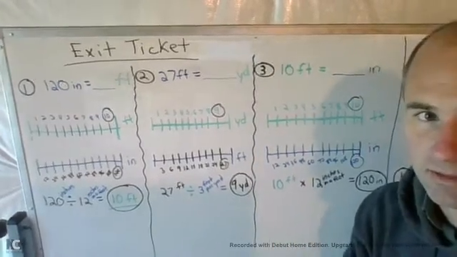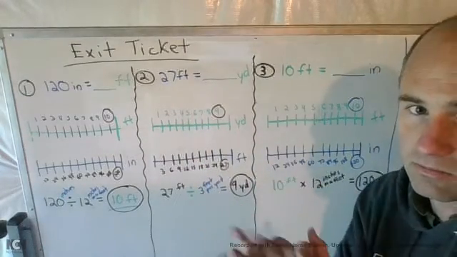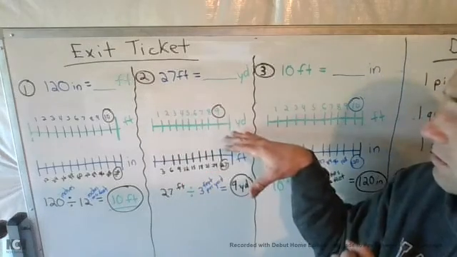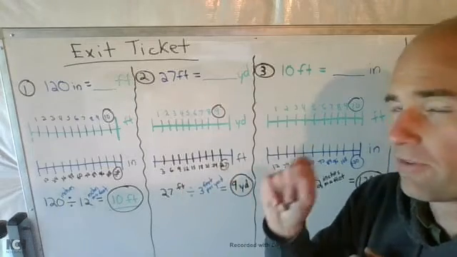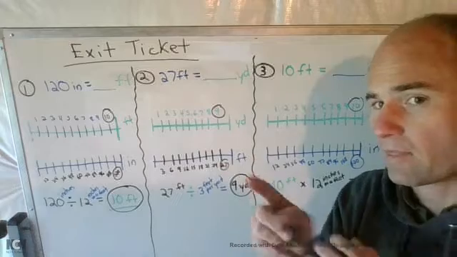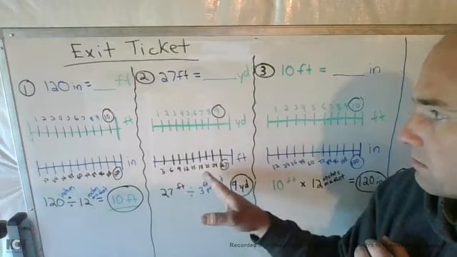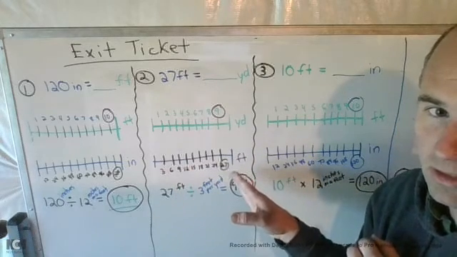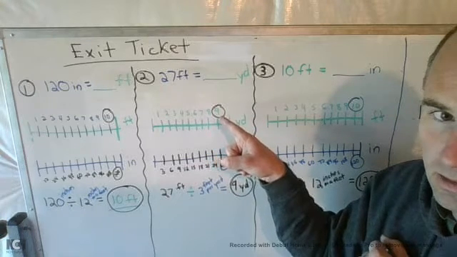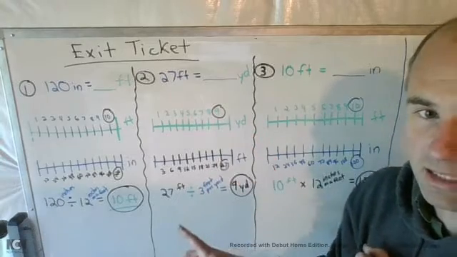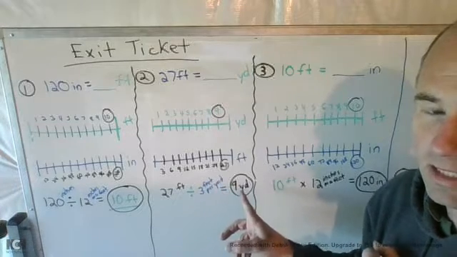Number 2 of the exit ticket. We have 27 feet equals how many yards? Okay, so I'm starting off with yards. That's my bigger measurement. But I know that there's 3 feet in a yard, and if I don't know it, I could look back at that chart from yesterday that I made. So I'm going to count by threes until I get to all 27. Well, it took me 9 times to get there. Therefore, I can make the expression 27 feet divided by 3 feet per yard gives me 9 yards.